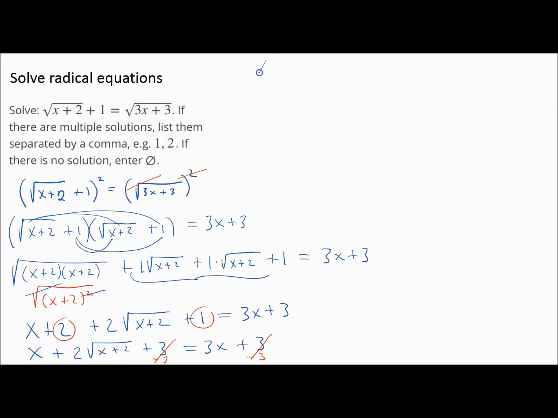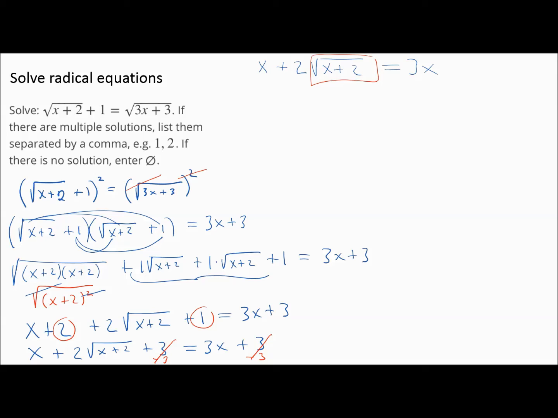I've got x plus 2 square root of x plus 2 on the left side, and I've got 3x on the right side. Now what happens is I still have a square root in my problem, but it's better than having 2. We started out with 2 square roots in our problem. Now we have a single square root in our problem. What am I going to do with that single square root? I'm going to get the square root by itself. I need to isolate this right here on one side of the equation.